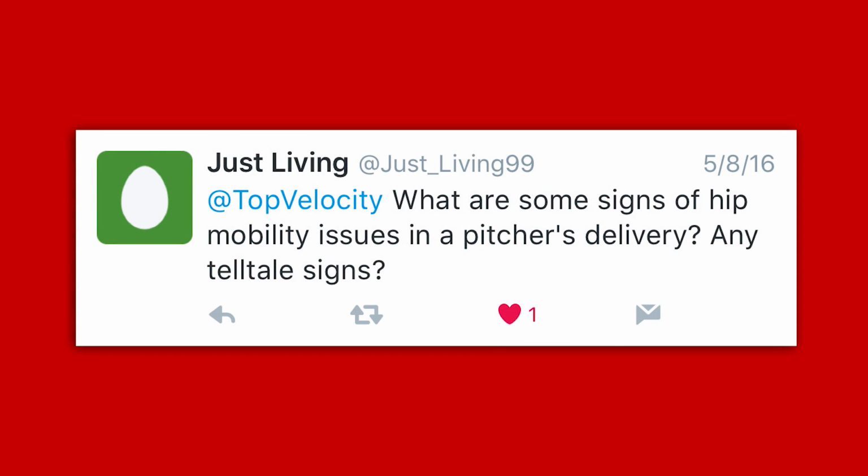Just Living asks, what are some signs of hip mobility issues in a pitcher's delivery? Any telltale signs? All right, good question, Just Living.